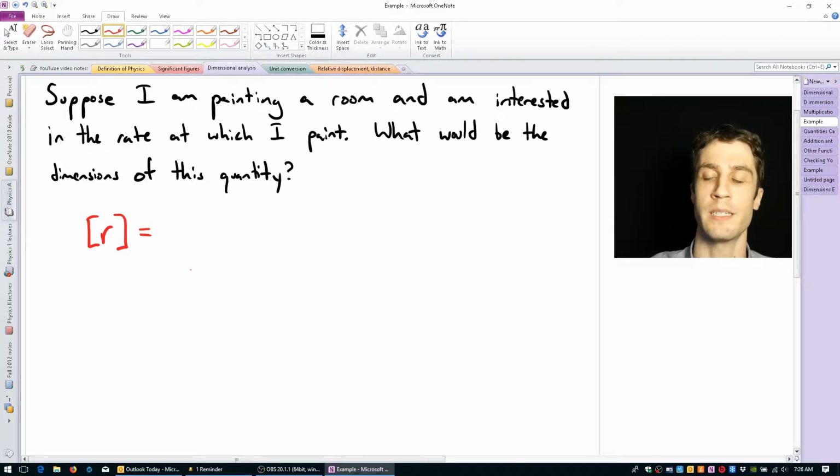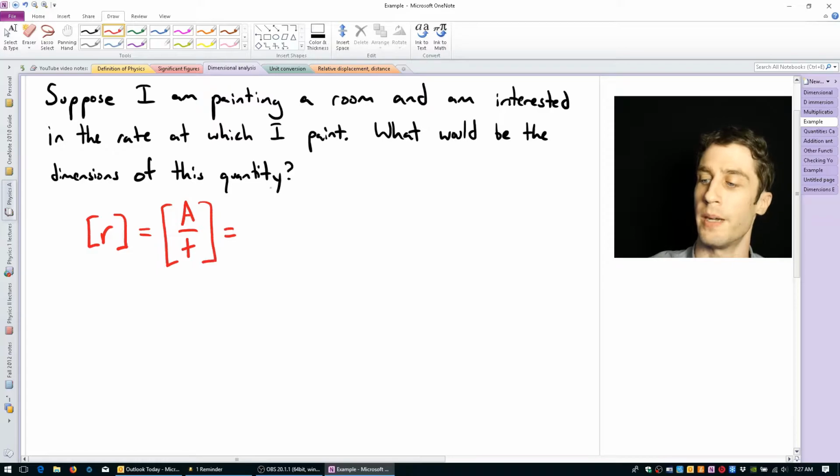So if I'm able to paint, I don't know, an 8-foot by 10-foot wall in 15 minutes, we would expect that I would be able to paint an 8-foot by 20-foot wall in 30 minutes, something like that. Okay. So I'm going to say that it's an area divided by a time. So the dimensions of R are the dimensions of area divided by time. Well, what's area? That's width times height. It's another way that we can write that.